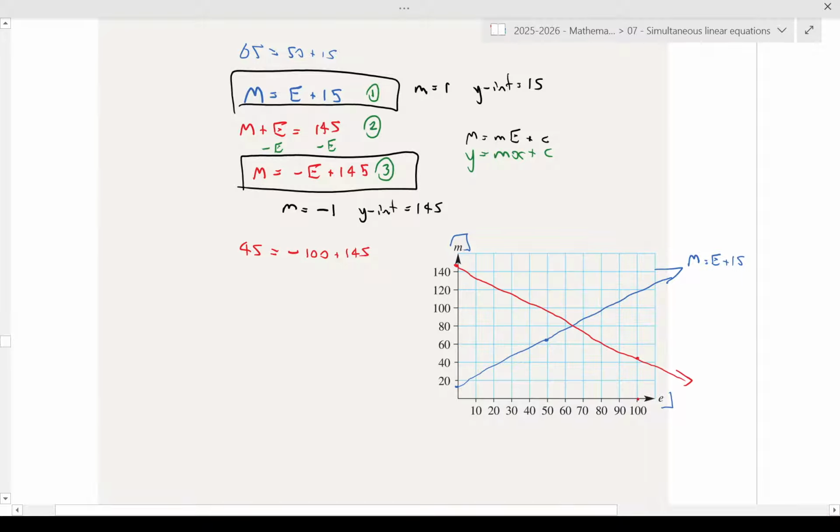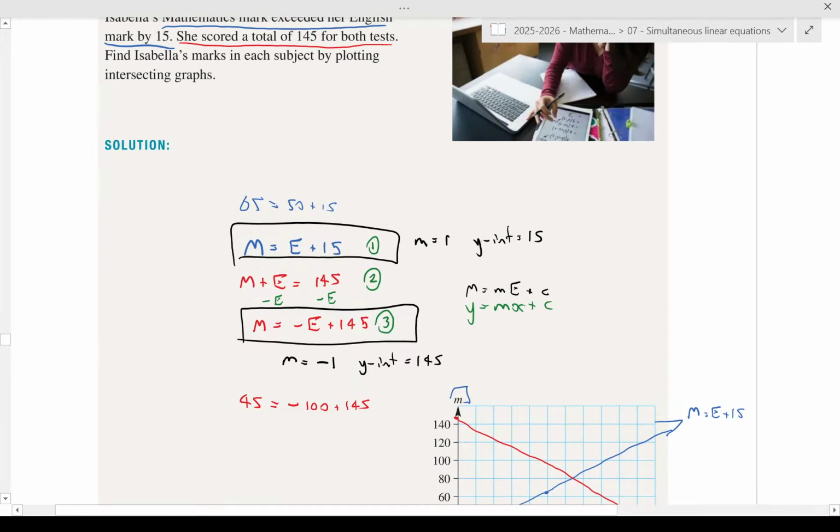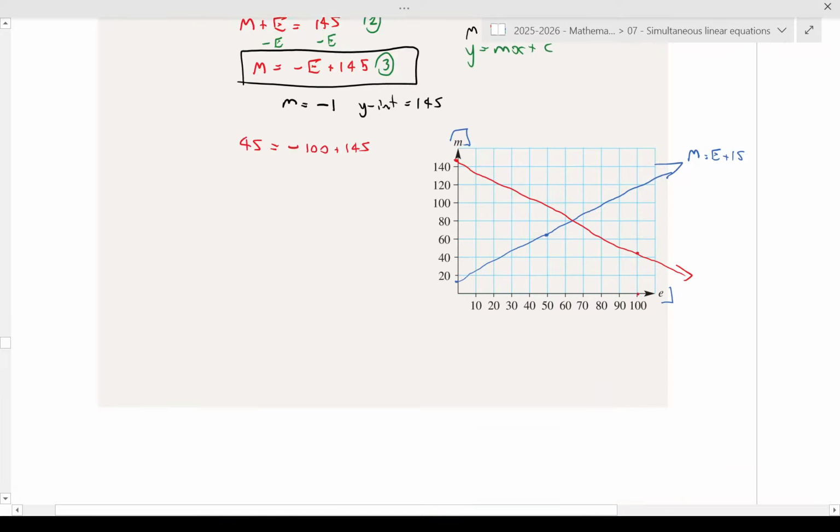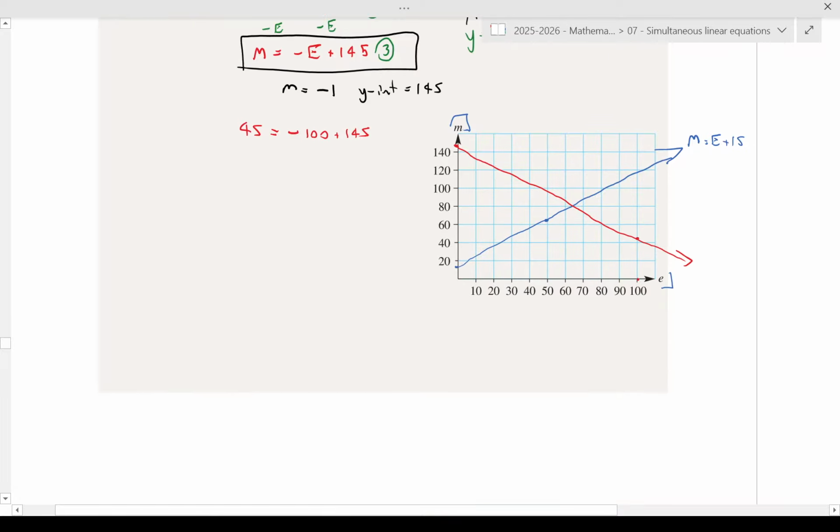And now I have to work out approximately, because this is all approximate, where those two lines intersect. So I have a look, and it does say find the marks in each subject by plotting intersecting graphs. So it looks like they intersect about there, which is my English equals 65 and my maths equals 80. So by plotting those two graphs on there, I find the only spot where this works for the 2 marks, okay?